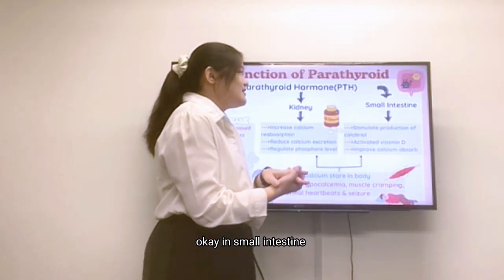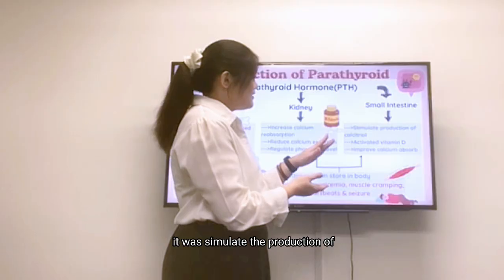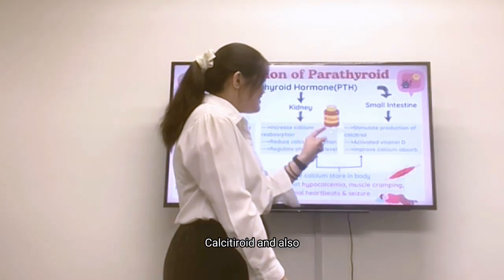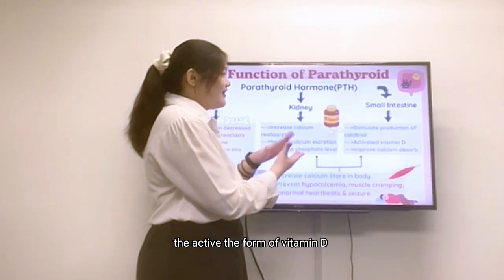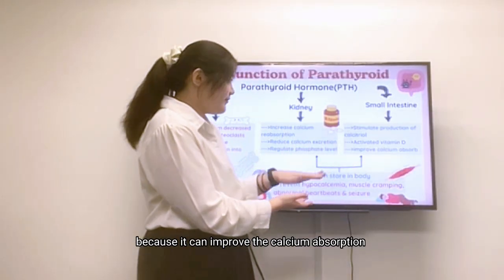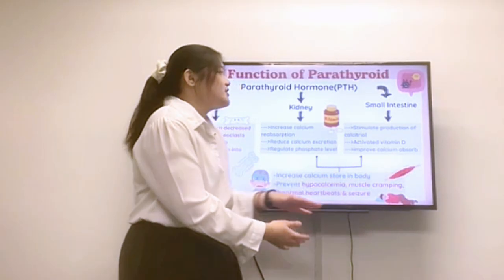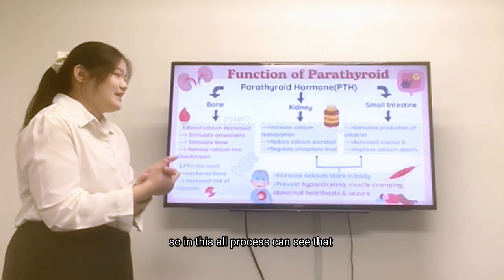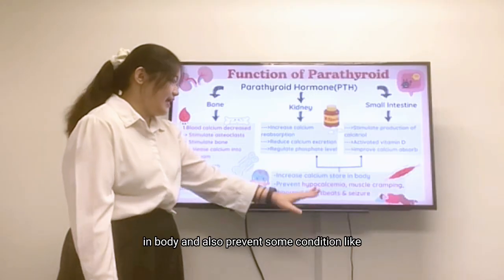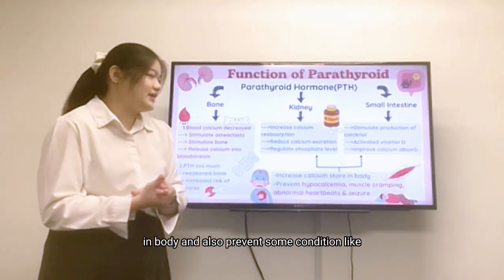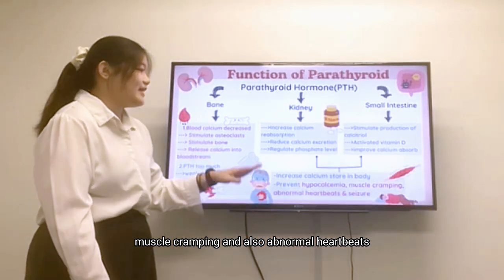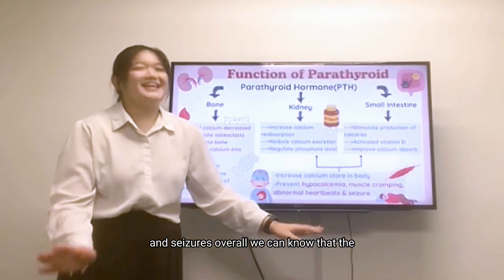In the small intestine, it will stimulate the production of parathyroid and also the form of vitamin D, because it can improve the calcium absorption. So in this whole process we can see that PTH can increase the calcium stored in the body and also prevent some conditions like hypocalcemia, muscle cramping, abnormal heartbeat and seizures.